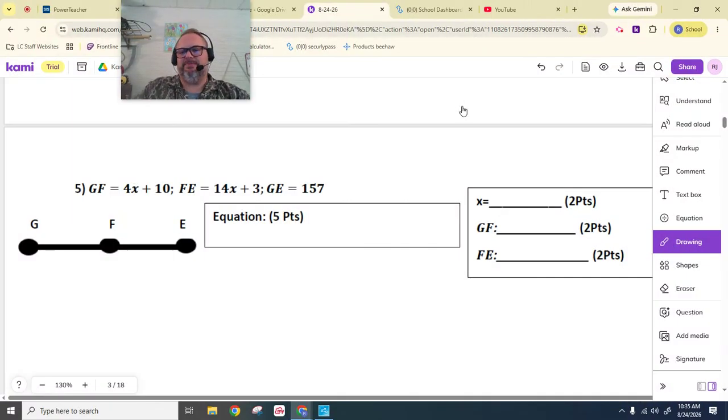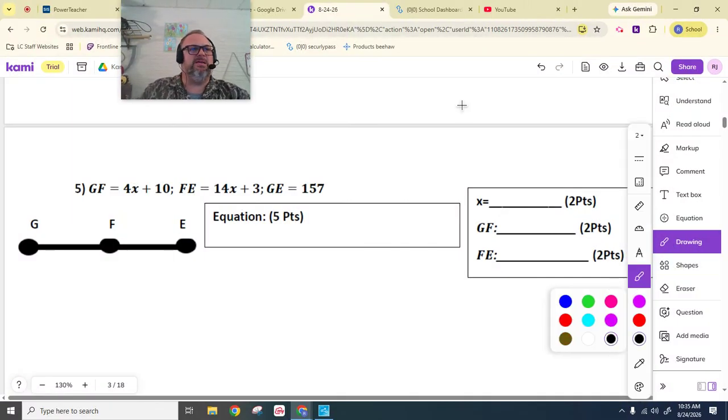Number 5. What do we know about on part 2, number 4, and number 5? How are they set up? The same. They're set up the same, correct. But how do we do our equations? Do we set them equal to each other, or we add them up? We add them up.